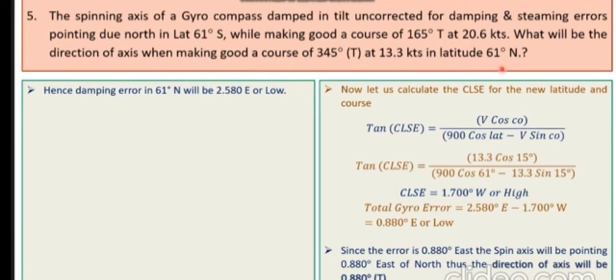Now, what they have asked in this question is not the gyro error. They have asked us what will be the direction of the axis. To make it a little more tricky, they have asked the direction of the spin axis. So whenever the error is east, the spin axis will be pointing east of north, that is 0.880 degrees true.